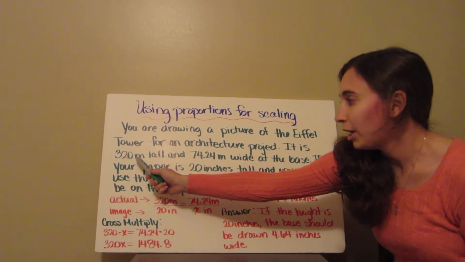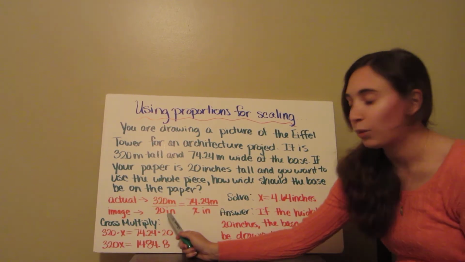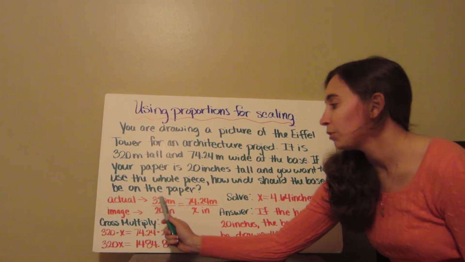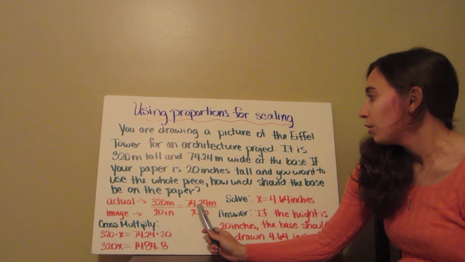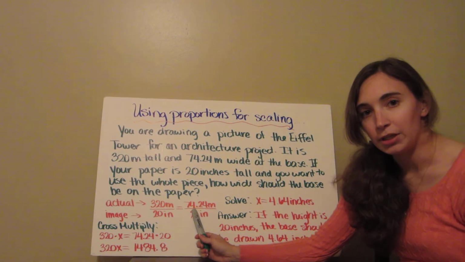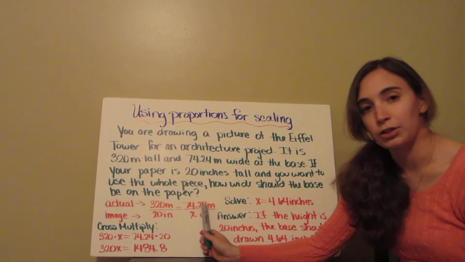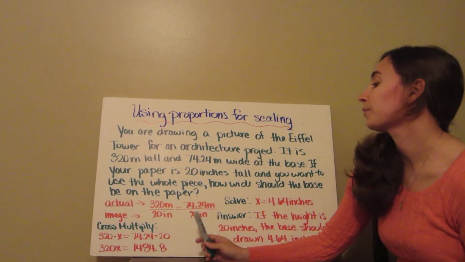So in the actual Eiffel Tower, we have 320 meters. We want that to be 20 inches on our paper. So we put the actual as 320 and 20 as the image. We also know that in real life, the base is 74.24 meters wide. So that goes where the actual is. x is what we want it to be on our paper.